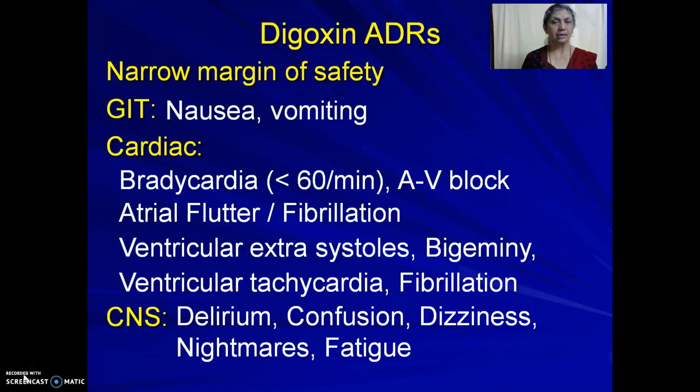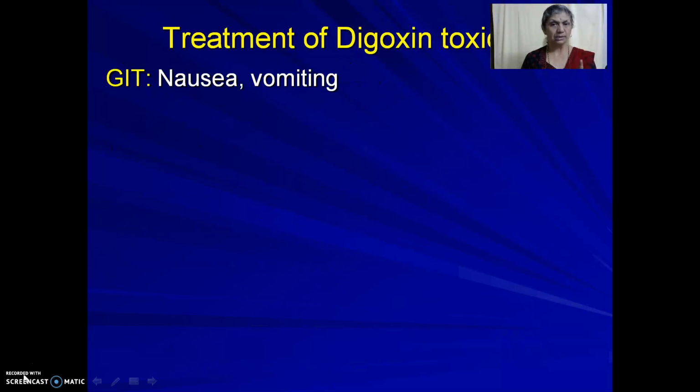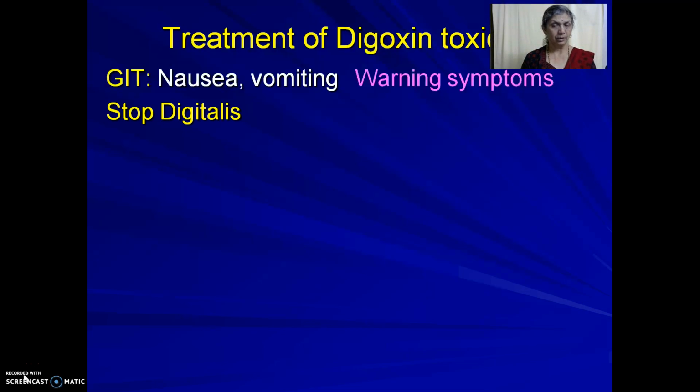CNS adverse effects are delirium, confusion, dizziness, nightmares or weird dreams, and fatigue. Coming back to the point, GI adverse effects may occur before cardiac toxicity. So in a patient on digoxin, if he reports nausea, vomiting, it should not just be treated with antiemetics, but should be considered as a warning signal that cardiac toxicity may soon follow. And therefore, at the earliest onset of these symptoms, we must stop digoxin.